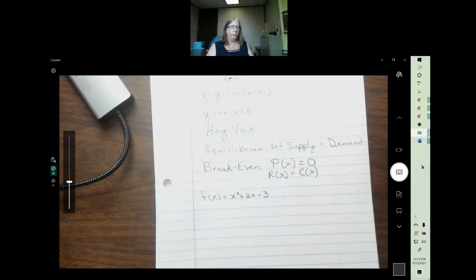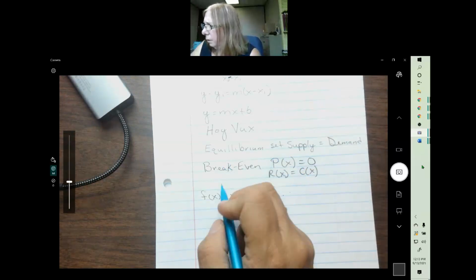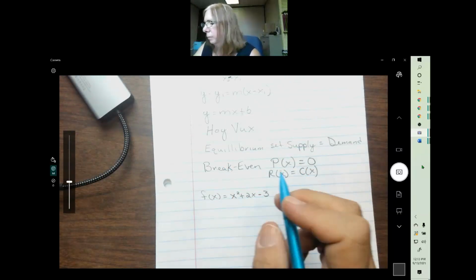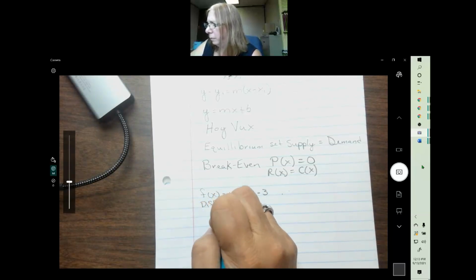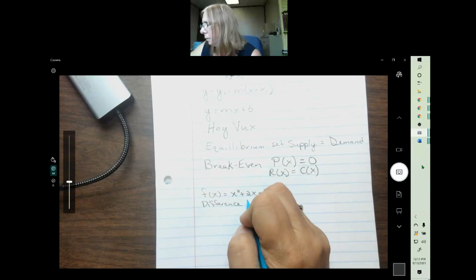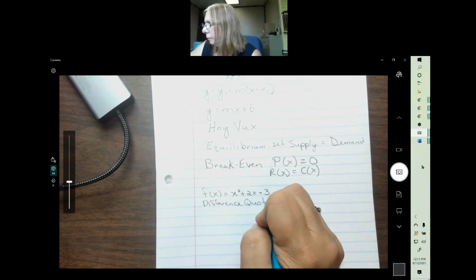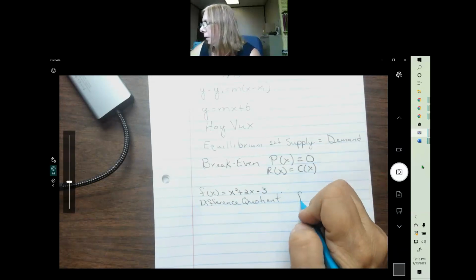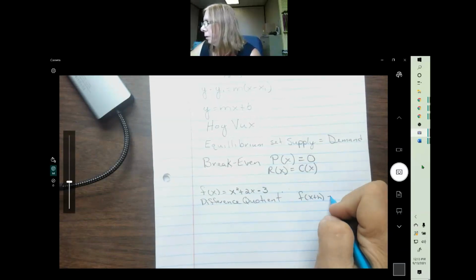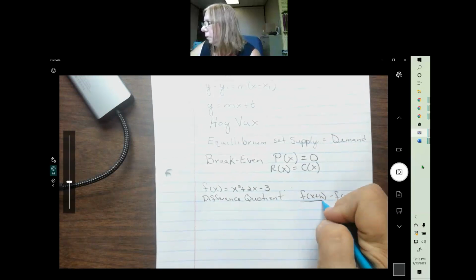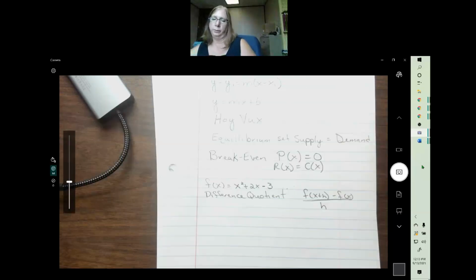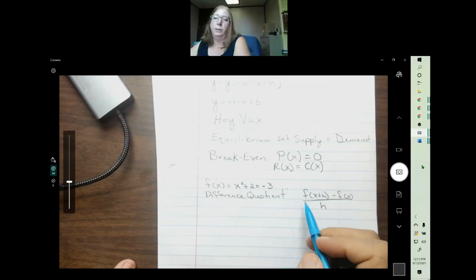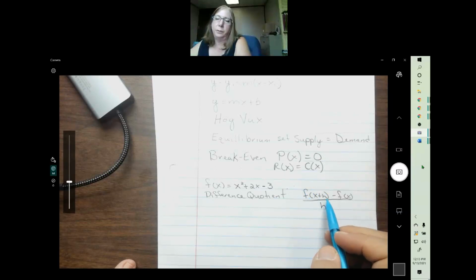Okay, so if we had this and we wanted to find the difference quotient, I would write the formula. When you're finding the difference quotient, you might want to write the formula down. It's f of x plus h minus f of x all over h. And for a polynomial, I would do it in parts. So I would only find f of x plus h first.